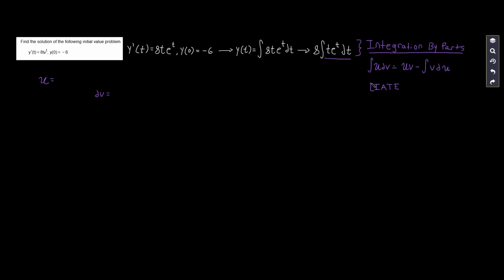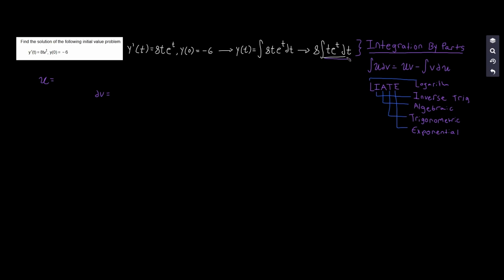This is LIATE, and what it stands for is logarithmic, inverse trigonometric function, algebraic, trigonometric, and exponential. What LIATE does is it's a blueprint telling us which terms have precedence for what we want to assign to u. As you can imagine, if we assign different things in the integrand to u, we're going to get different answers. So LIATE lays out for us the precedence that different terms have over one another when it comes to assigning u.